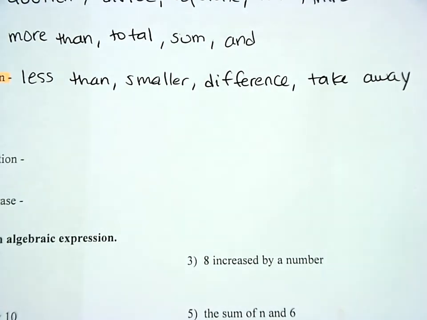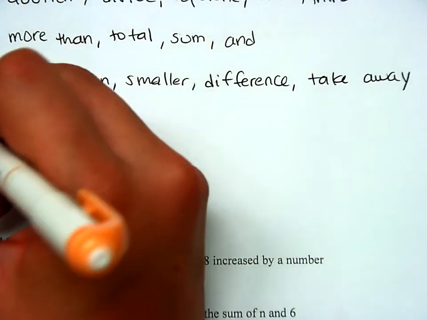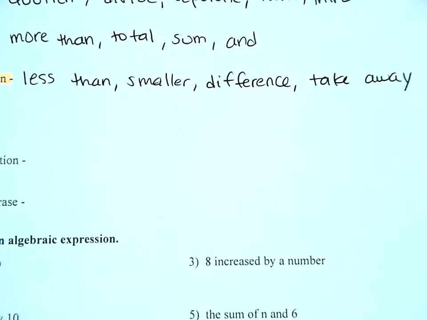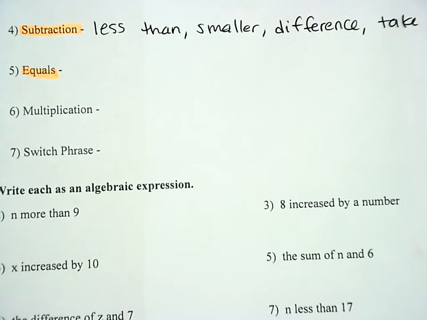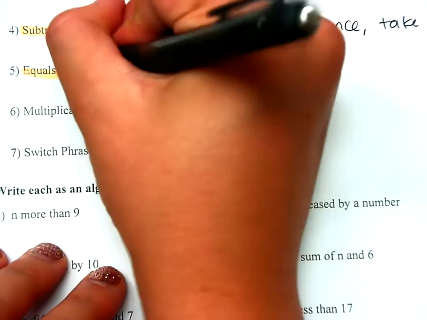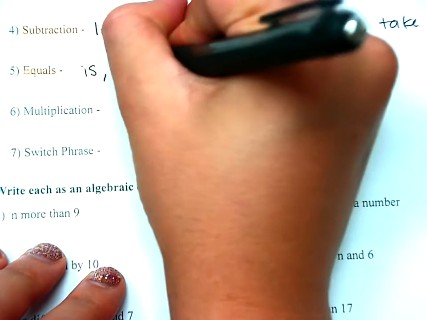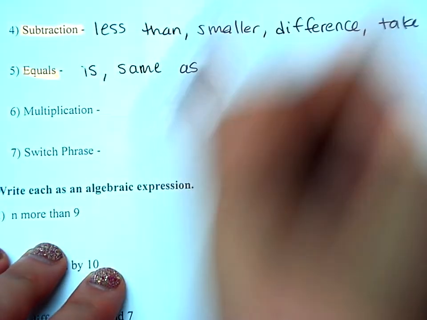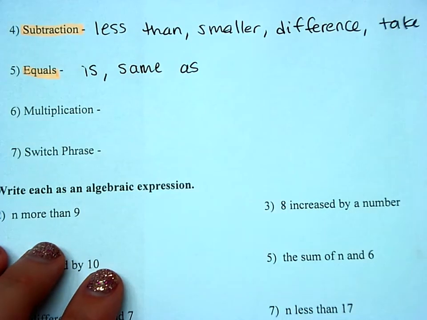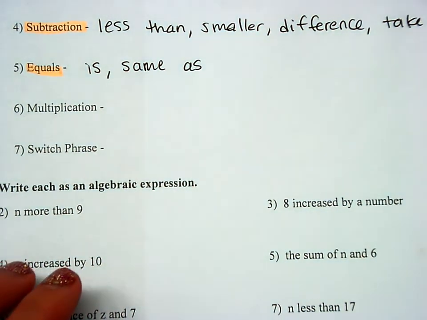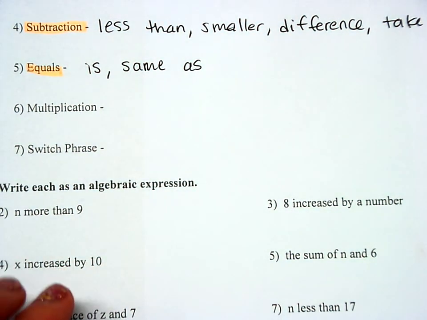The next one is equals. If we see these words or phrases, that tells us when we're writing our equation, that's where the equal sign goes. So for equals, it might be the word is, same as, and we'll just leave it like that. We're going to see mostly those two and like total for equals.